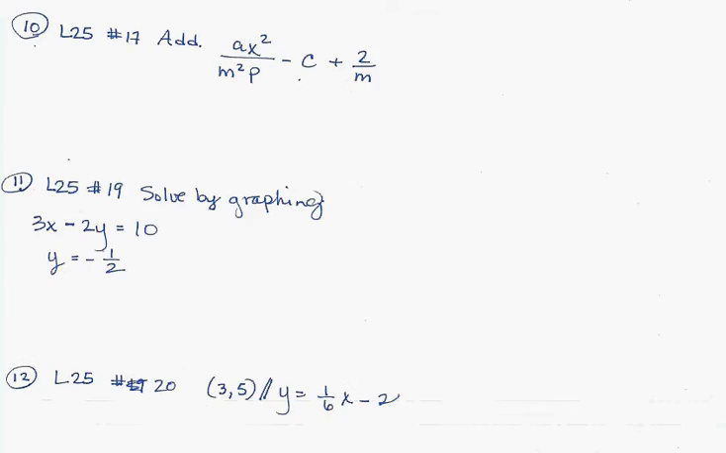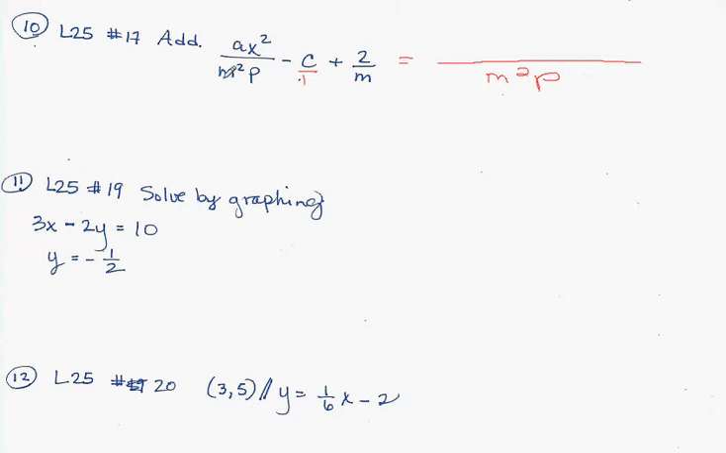Okay, this is the whole thing. Okay, we're jumping to number 10. We're to add this, and what that means is we're going to find a common denominator. There's no equal sign in this problem. It's an expression, so you can't get rid of your denominator. You have to find a common denominator. If you look, this would be over 1. The common denominator would be m squared p.